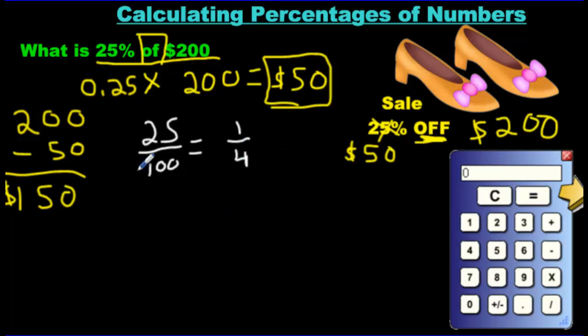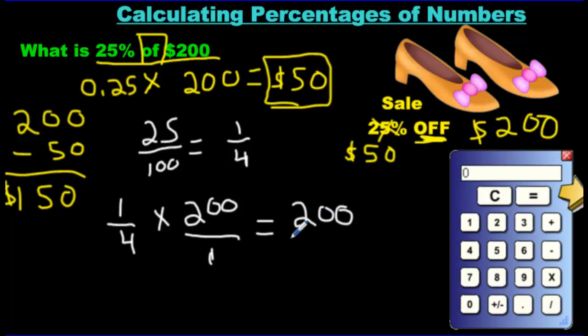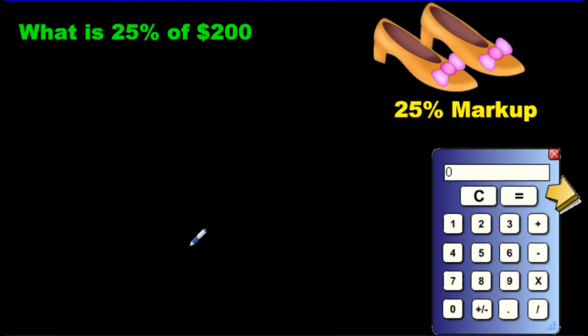Now I'm going to take 1/4 because that's 25%. I'm going to multiply it by 200 and look at that. 200 has a denominator. We multiply fractions by top over top, bottom over bottom. We get 200 over 4. Hey, what's 200 divided by 4? Split 200 into 4 groups. Get 50 in each group. Right. So 1/4 is going to be $50. Take it off, we go back to this step, and you get the same answer.